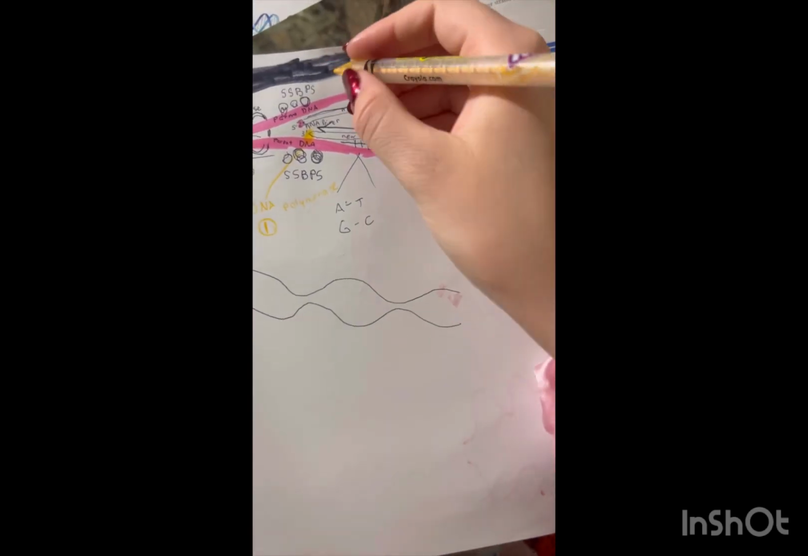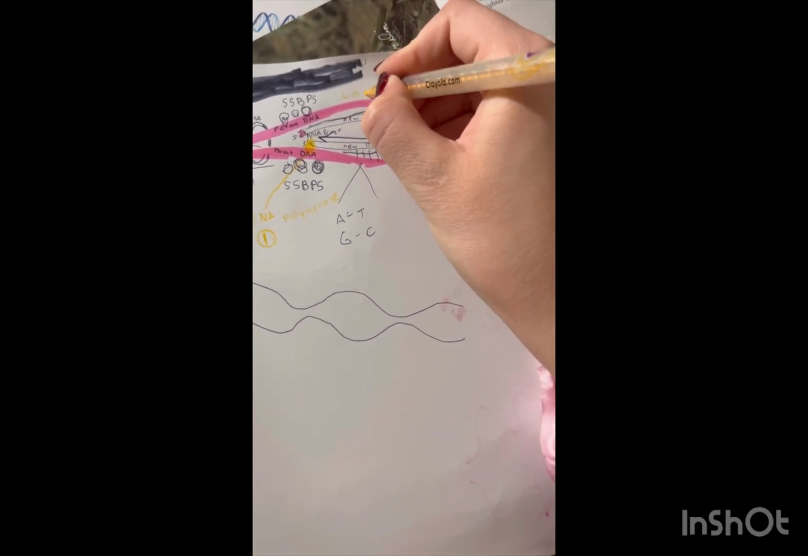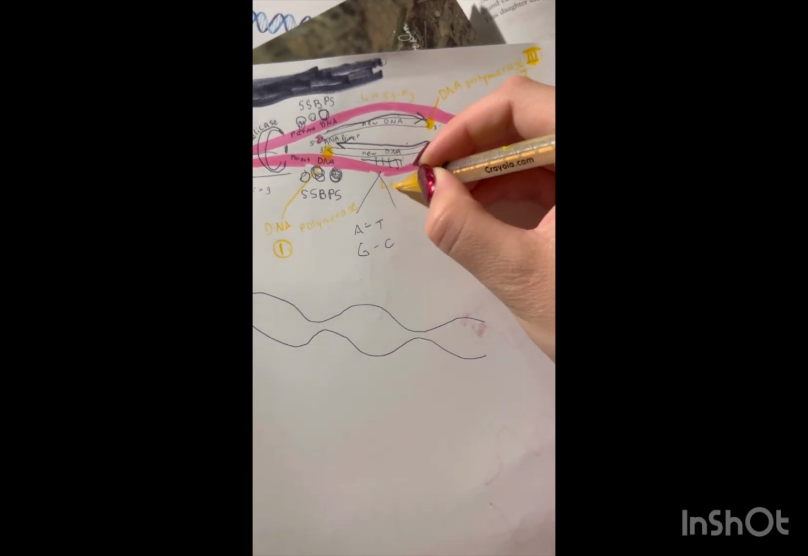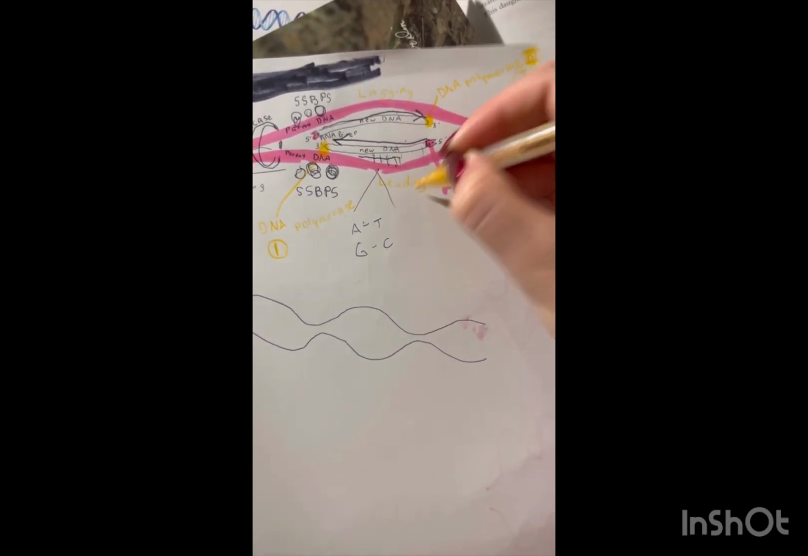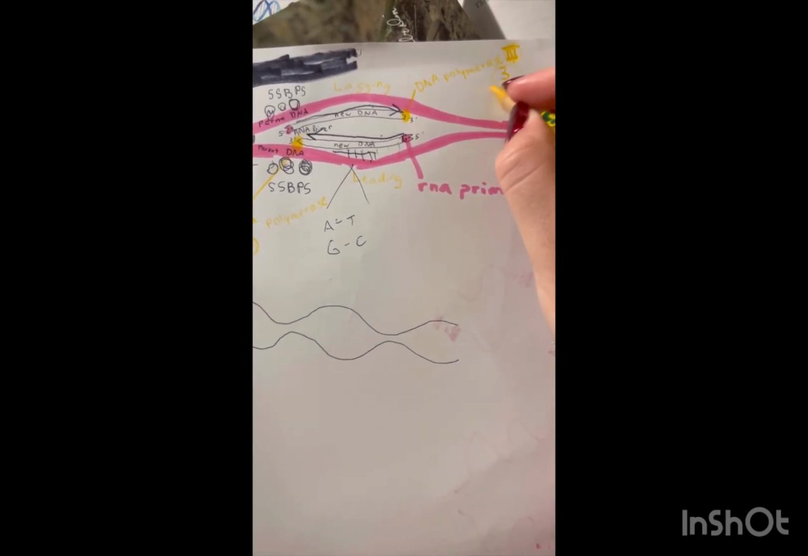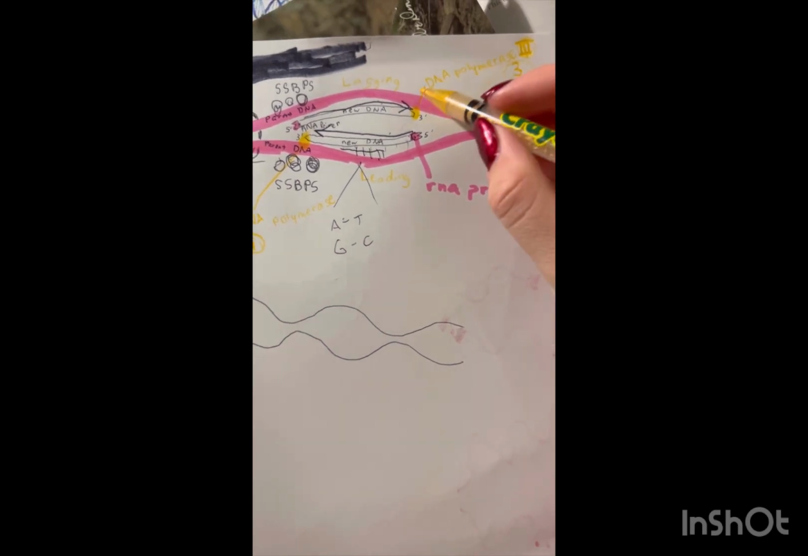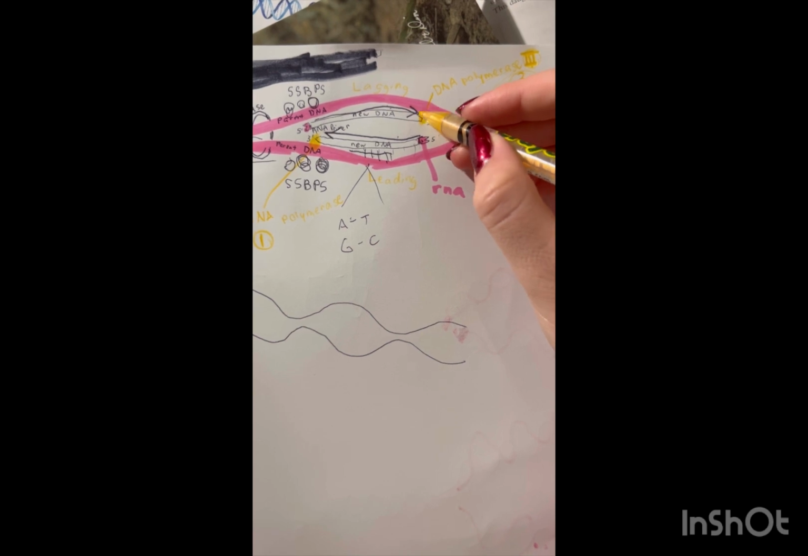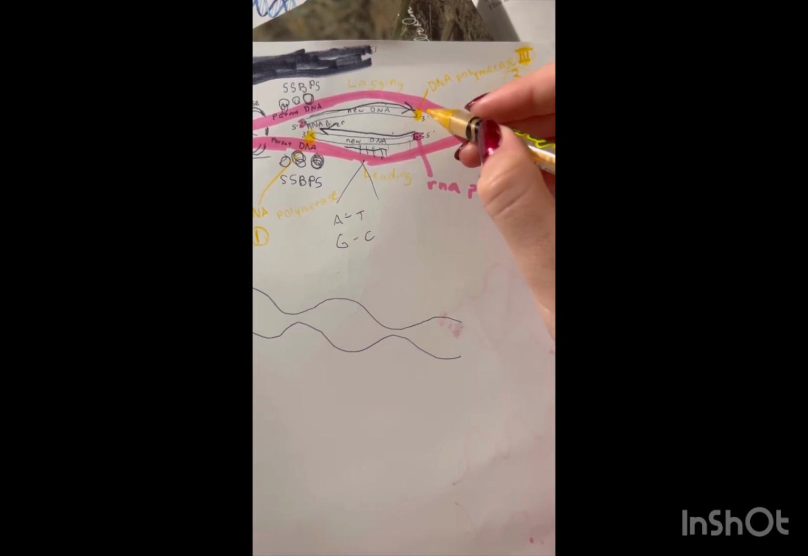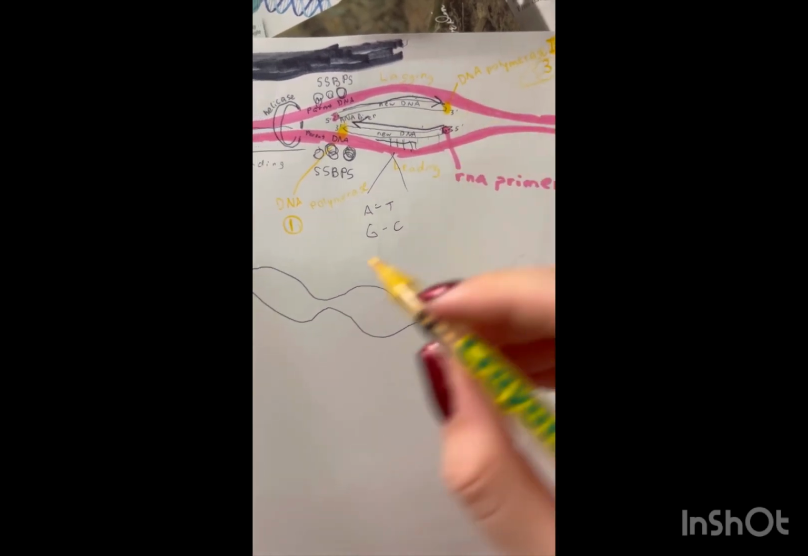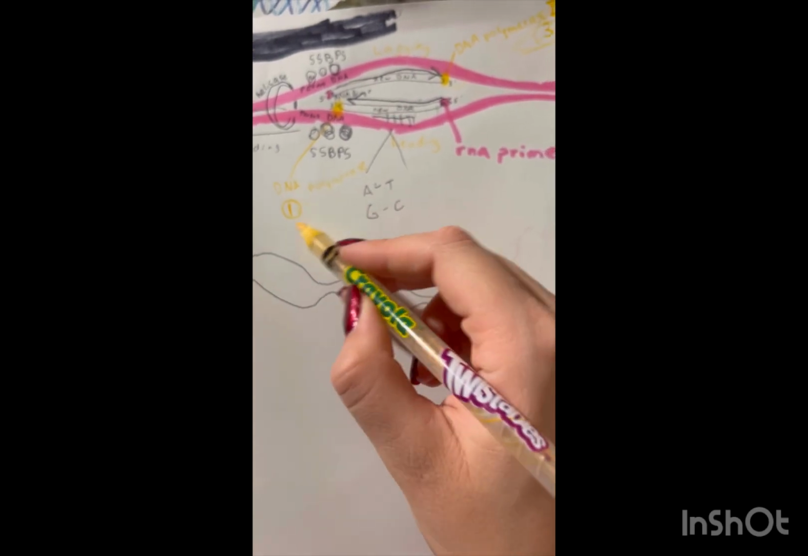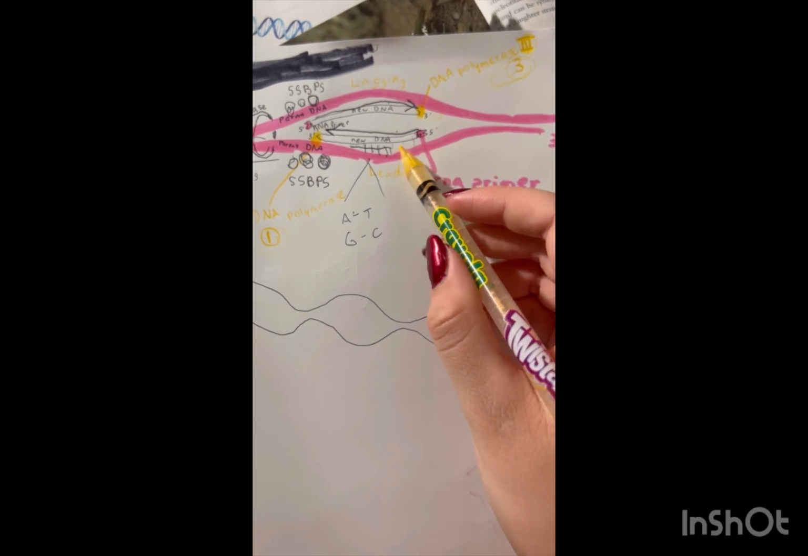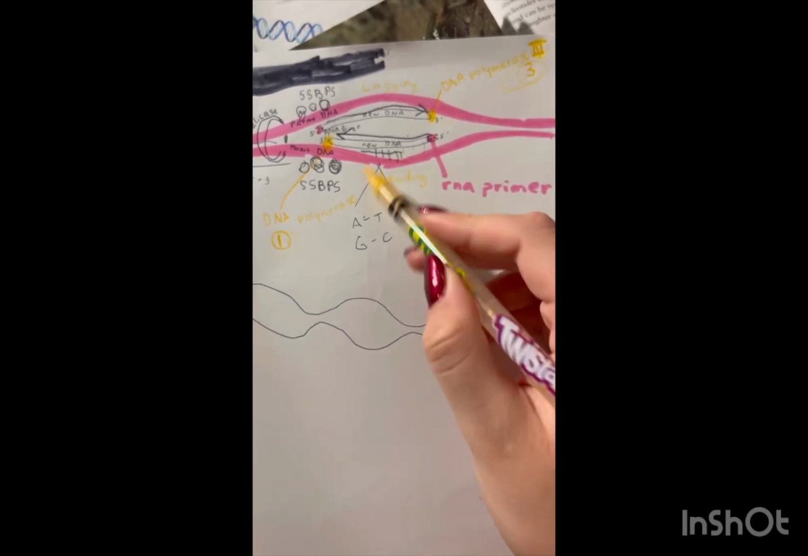Okay, so actually what you need to know is this is the lagging strand, and this is the leading strand. And DNA polymerase 3 is synthesizing the new DNA on the lagging strand. Then DNA polymerase 1 is adding the parts on the leading strand, which is this strand.